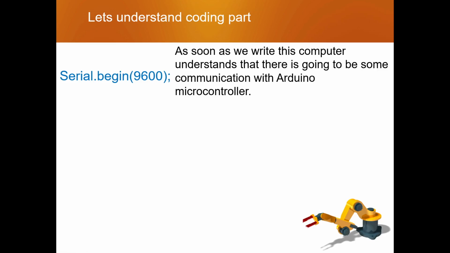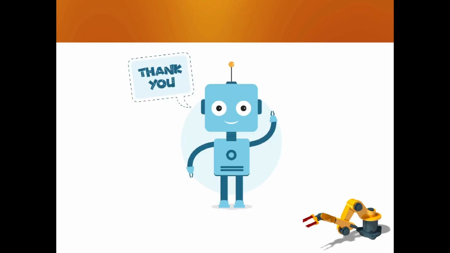So the coding part was Serial.begin 9600. As soon as we write this, the computer understands that there is going to be some communication between the Arduino microcontroller board and the user. This is the command that helps the computer or the Arduino board understand that it will be getting some input and it has to perform some output on the basis of that input. And we'll understand more detail about how to use this in the next upcoming project.